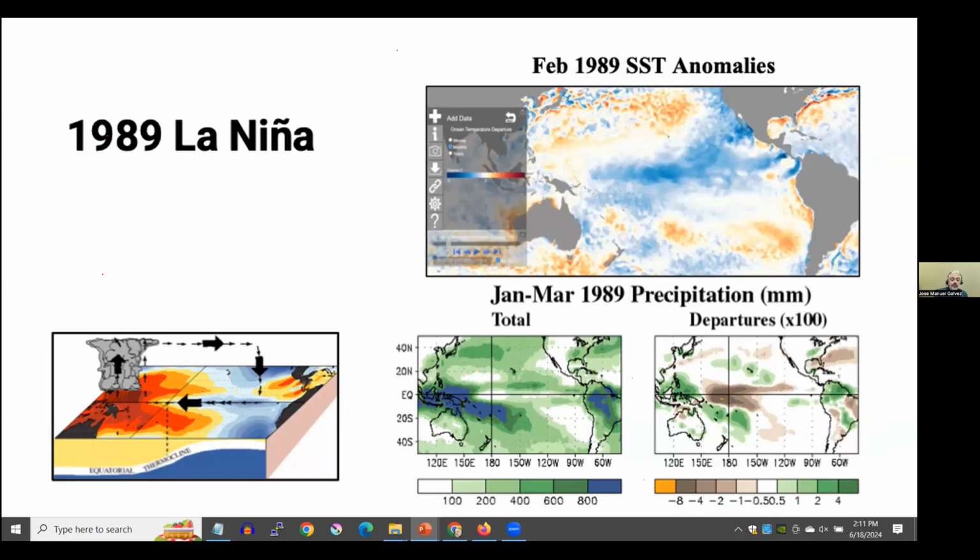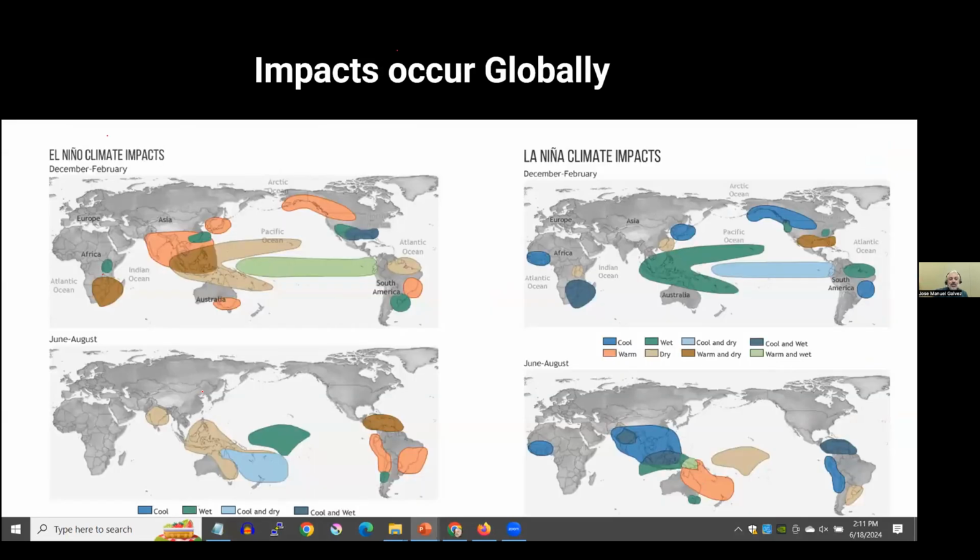So if you look at climate impacts, you can see that, well, you asked about La Niña, right? You can see the impacts of La Niña are actually all the way around the globe.